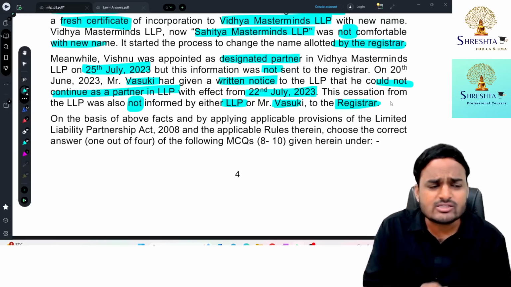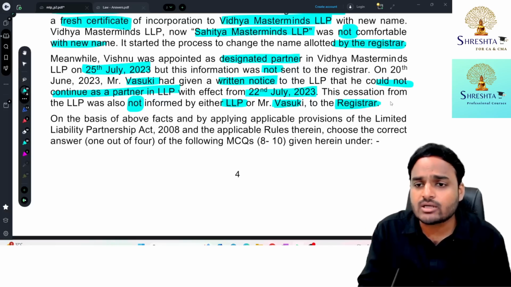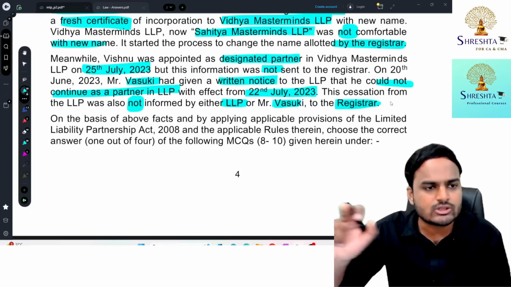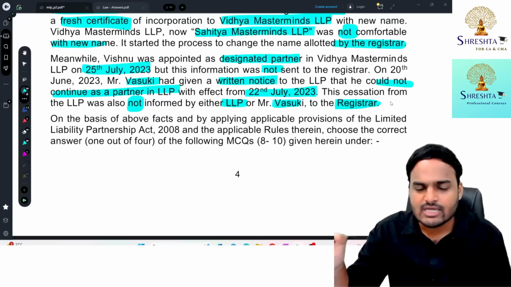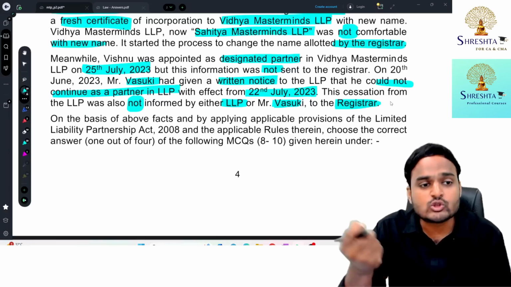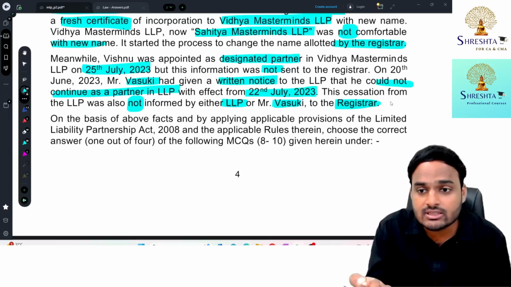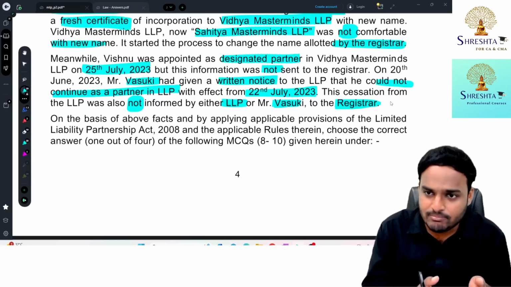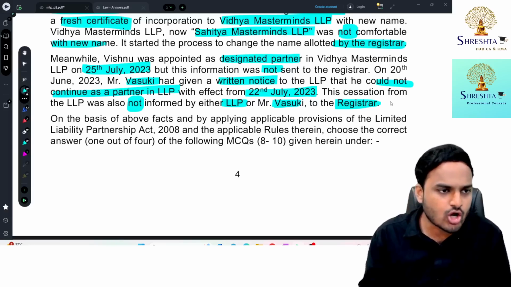If the LLP fails to intimate the registrar, then the retiring partner, the former partner, has to file an intimation with the registrar. The registrar will give notice to the LLP based on the response of the LLP. Sometimes suo moto, if there is no response from the LLP, the registrar has the power to register the termination. So here in this case, the LLP as well as the former partner failed to inform the registrar.